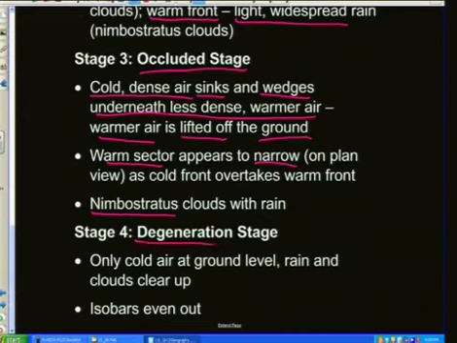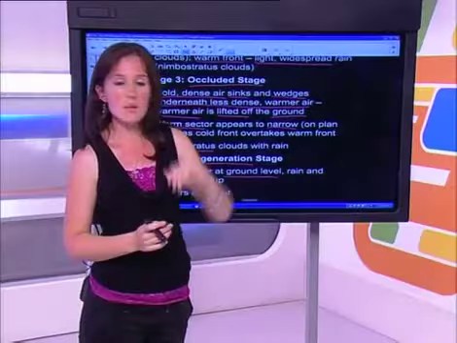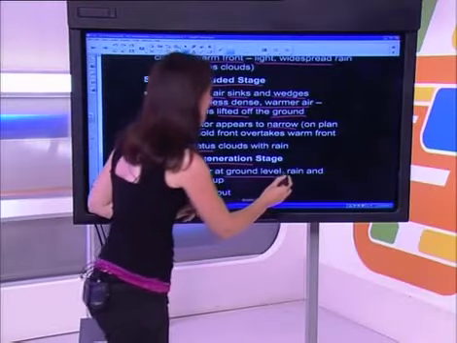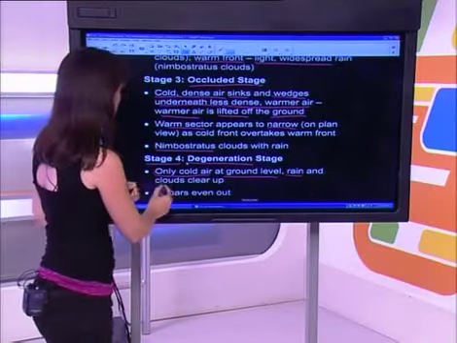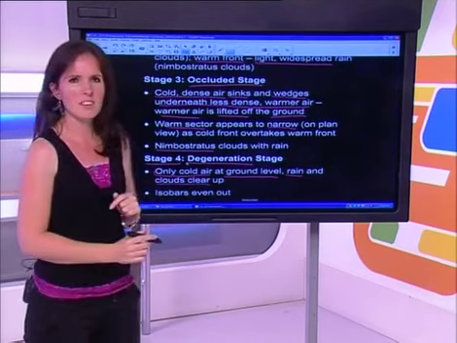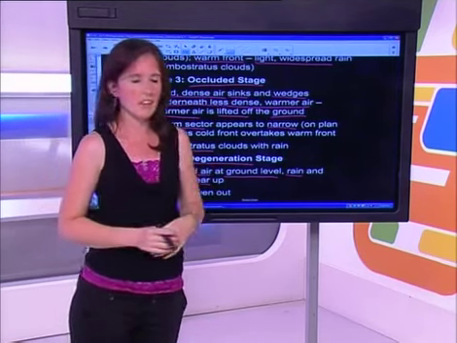It's the degeneration stage, so it's kind of dying out. Only cold air is at ground level now. All of that warm air has lifted up into the upper atmosphere. We'll get a little bit of rain, but it'll start to clear. Even our clouds will start to clear up. The weather will be a bit brighter, a little bit sunnier.